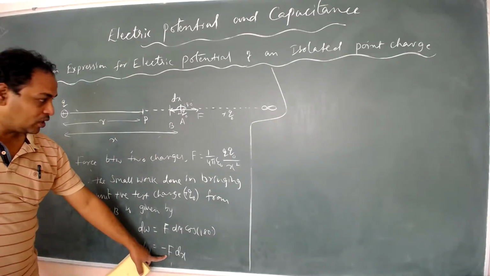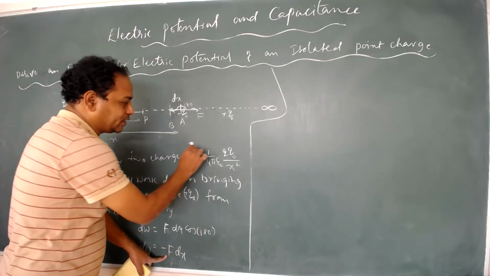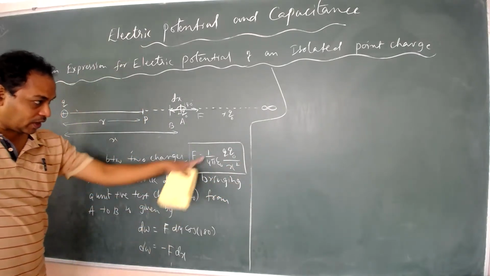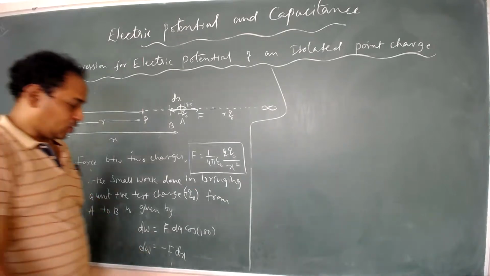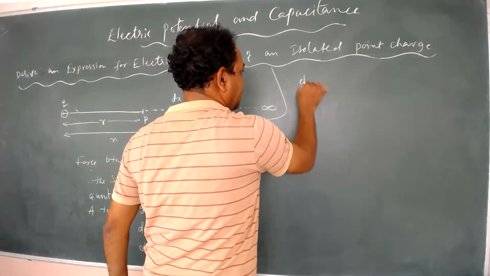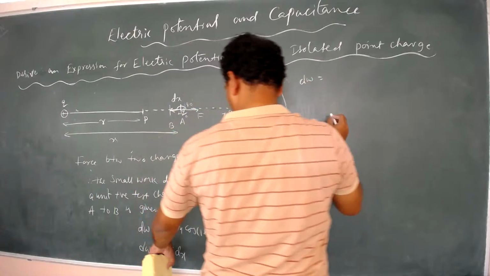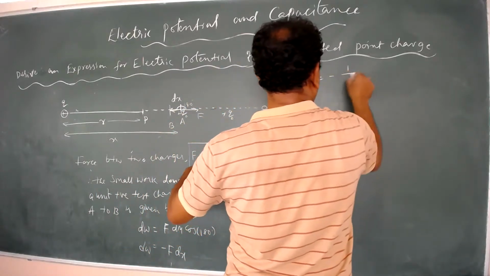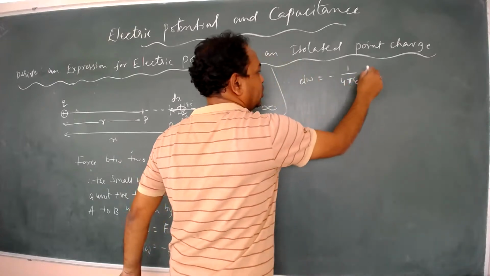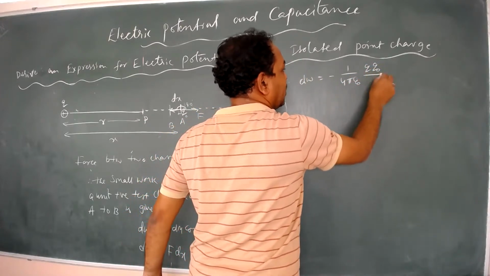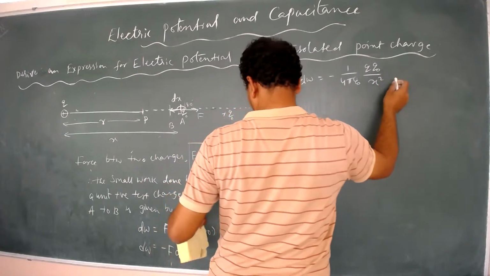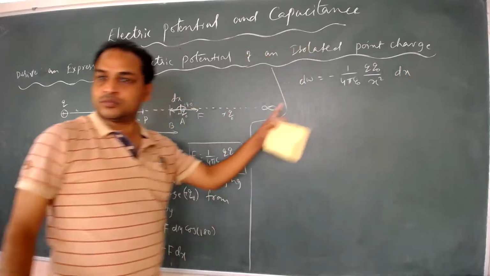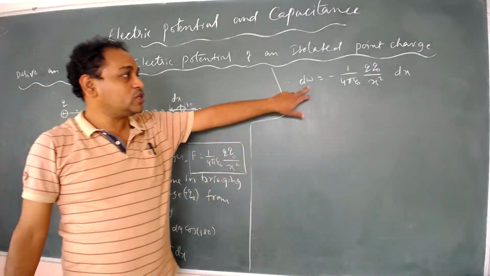What is F here? F is nothing but this is the force acting between ये दोनों का बीच में फोर्स ये है. तो ये हम इधर सब्स्टिट्यूट करेंगे. Therefore dW is equal to minus of F, means what here? 1 by 4 pi epsilon naught into Q naught by x square into, this is the force, into dx. Clear?